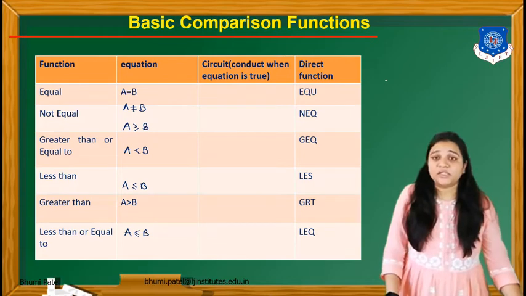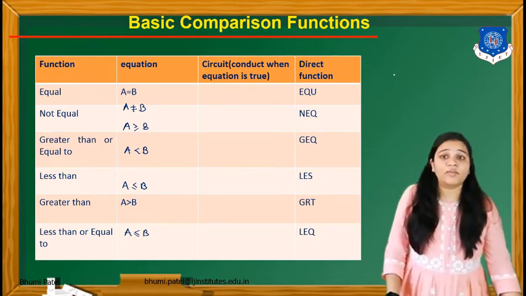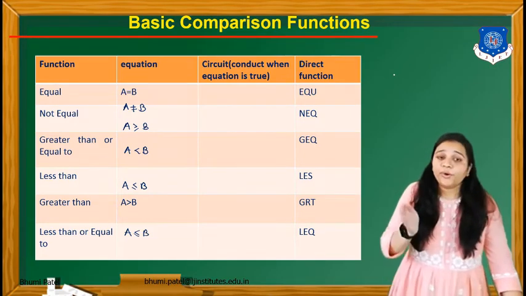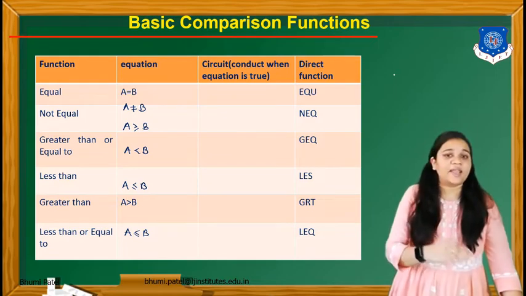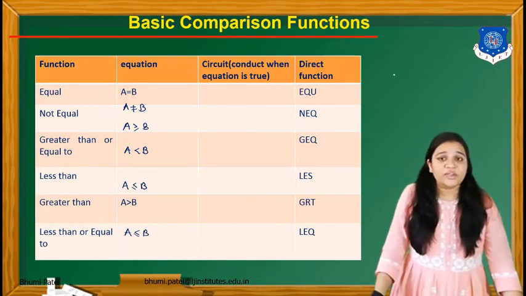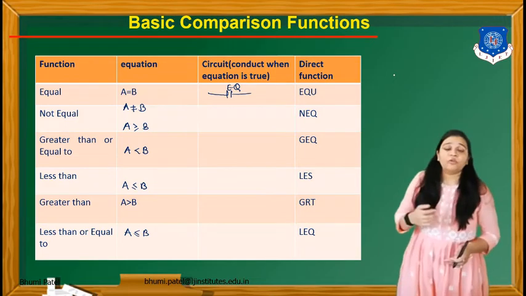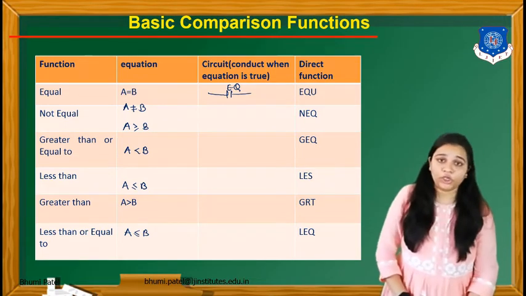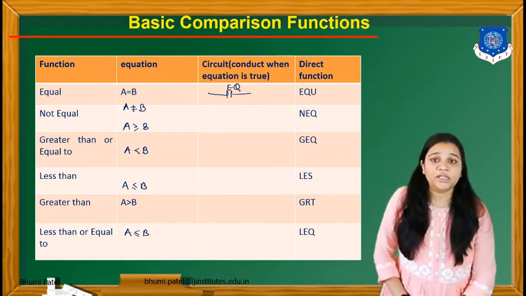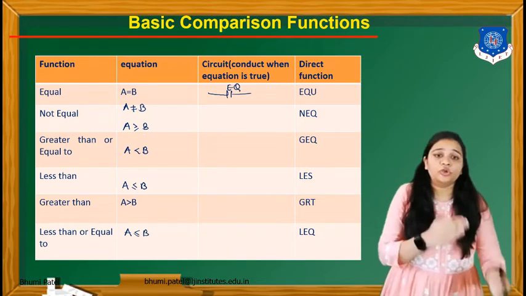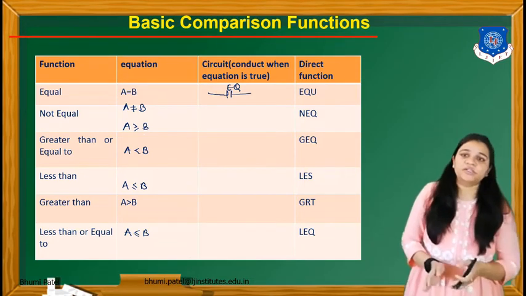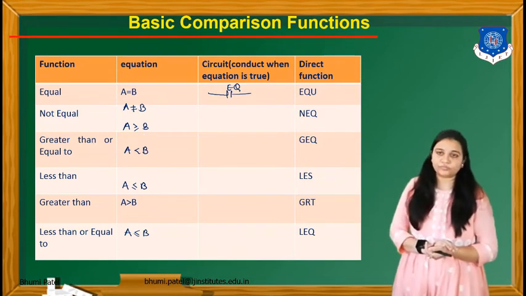Now the next one is the circuit that conducts when the equation is true. If both numbers are equal, the output will be true. Which type of circuit do we have to draw for this equal function? We have to draw a ladder diagram and use the direct function EQ or EQU. Here EQ and EQU are both direct functions for equal numbers.